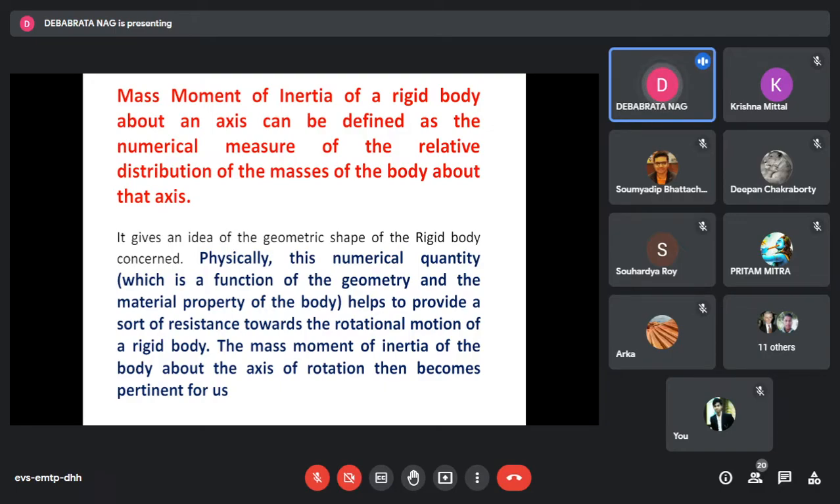Why will it be different? Although the masses of the bodies are the same, suppose, because of the differences in their geometries, their mass moment of inertia about the axis of rotation becomes different, and therefore you have this mass moment of inertia to be different.